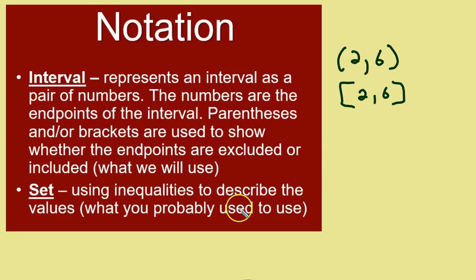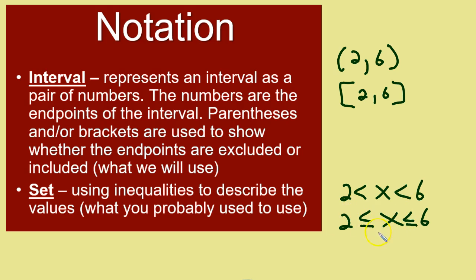Set notation is a little bit more complicated. This is when we use inequalities to describe values. So if I wanted to describe this 2 to 6 thing, I would have to say 2 is less than x is less than 6 for the top one. And for the one in brackets, I'd have to say 2 is less than or equal to x is less than or equal to 6. It's a little more clunky. It's not as quick and easy to write, but it's still a great way to represent an interval of numbers.